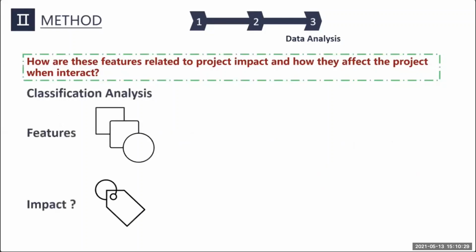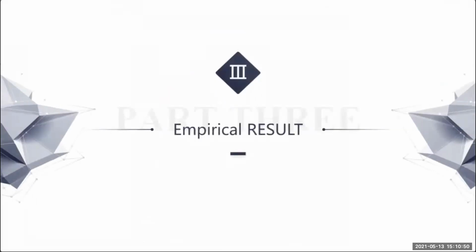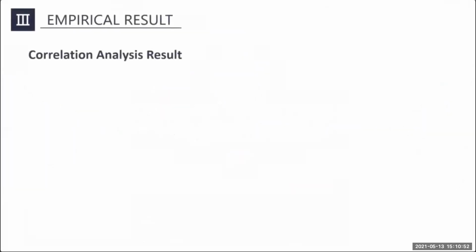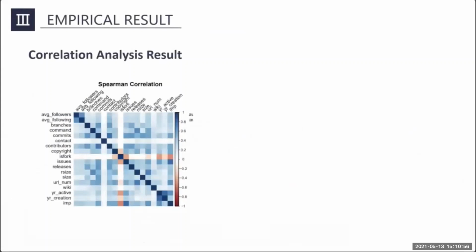we also conduct classification analysis. In particular, we adopt the random forest and sequence models to build the decision tree, based on which we can observe what factors combine together that affect the project impact. So let's talk about our analysis results. First, about the correlation analysis results.